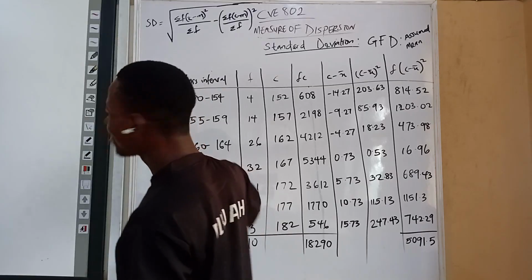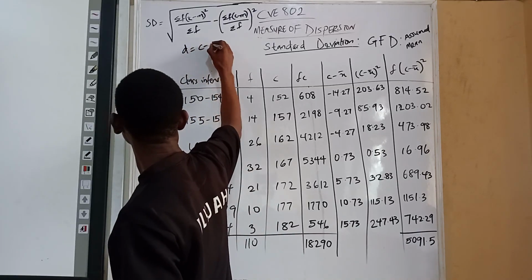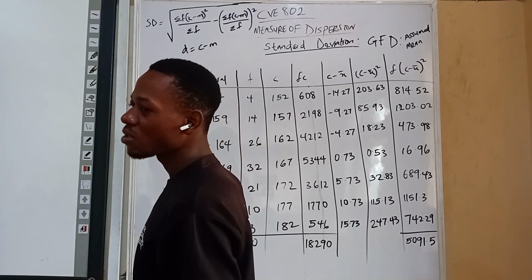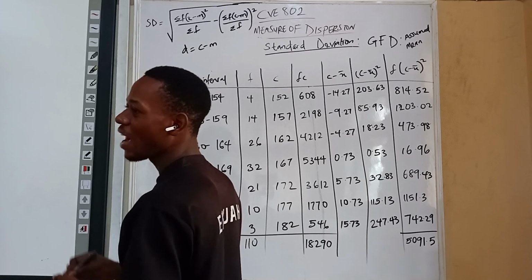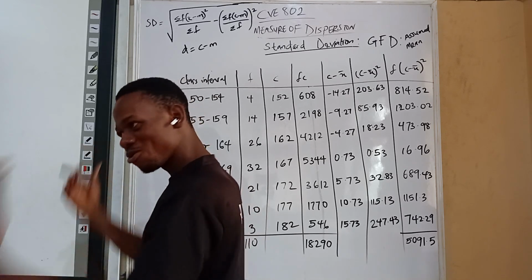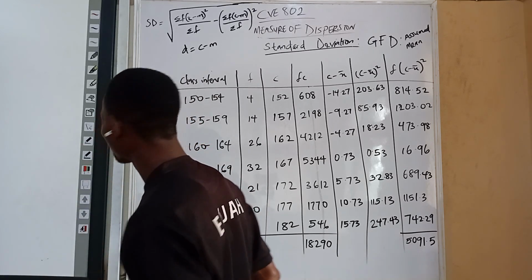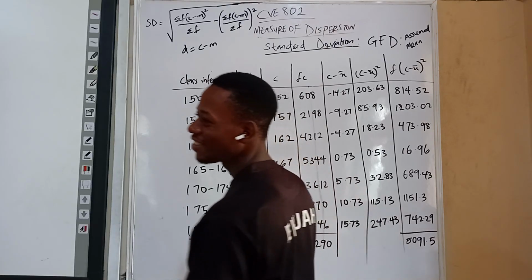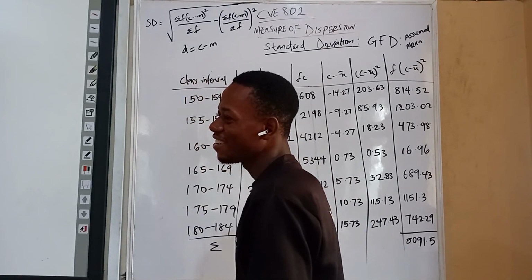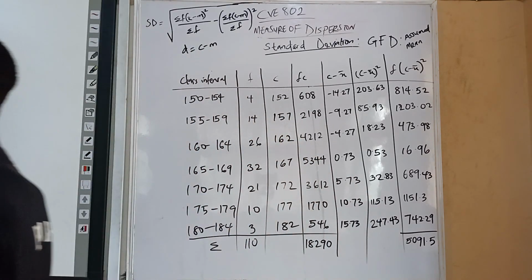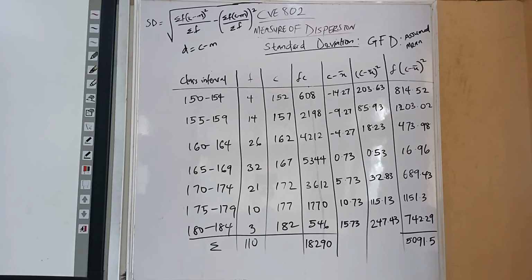Now I told you that d is equal to c minus m. No, the one we did the other time was x minus m. So now our x is equal to c. You want to know it, you know it now. It should be c minus x bar. This is c minus m because we are using assumed mean. M is our assumed mean.